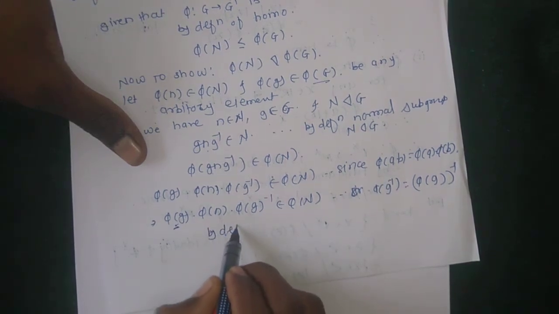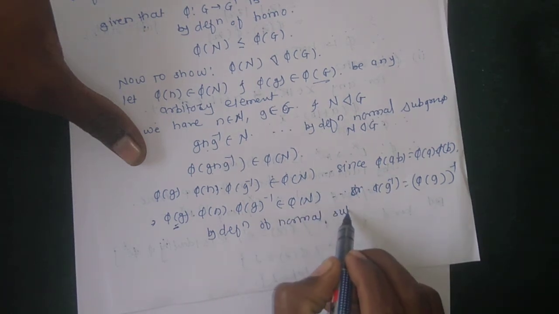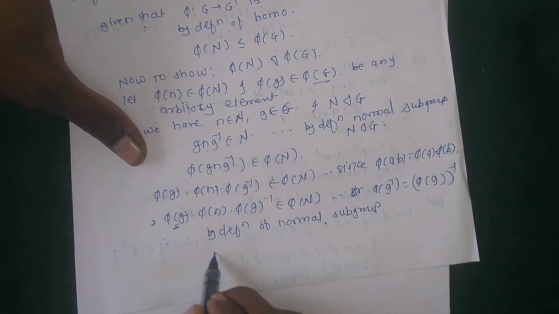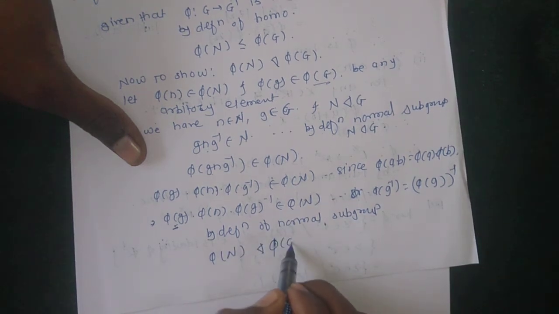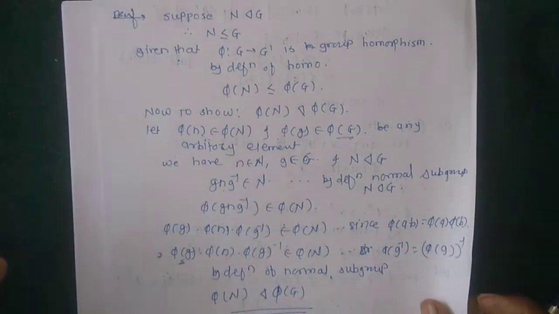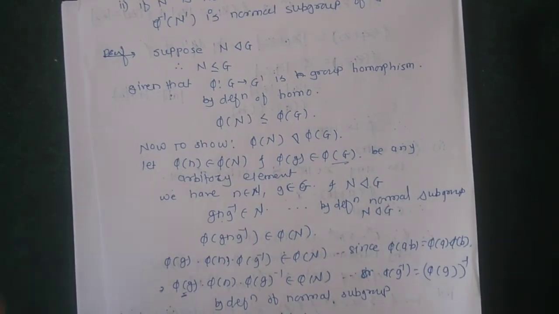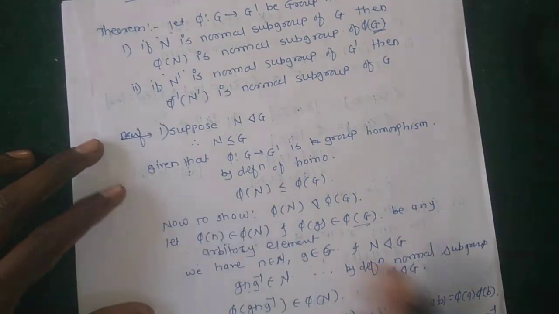Therefore, by the definition of normal subgroup, phi of N is a normal subgroup of phi of G. So this is the first part, the first part of the normal subgroup. This is the proof of the first.